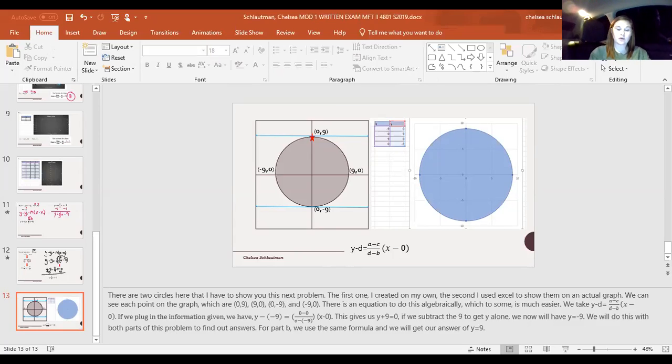For the second one, it's the same exact problem, but instead of the points given being 0, -9, the points given are 0, 9. So we're going to just plug it in the exact same way. The center of the circle is at 0, 0. That's where we get our a minus c, and then the points given on the bottom, the d minus b, is going to be the 0 minus 9. So for the last one, we get y equals +9.